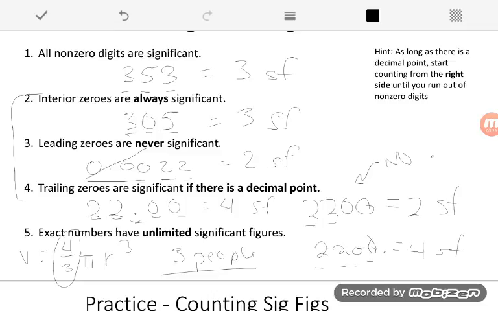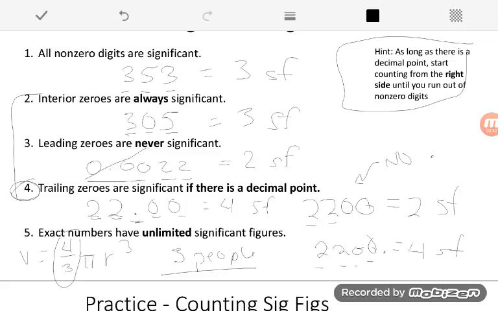When you're trying to count sig figs, a good general rule is if there's a decimal point in your number, just start counting from the right side until you run out of non-zero digits, so things other than 0. And that's usually a good bet. If there isn't a decimal point, then you really have to just keep in mind rule 4 here.